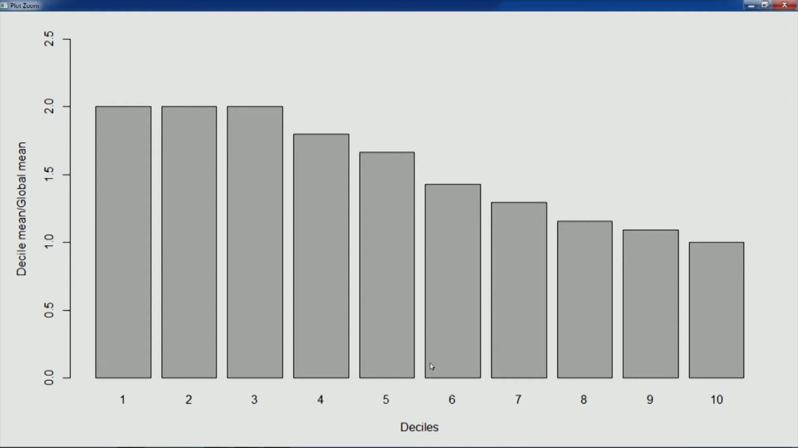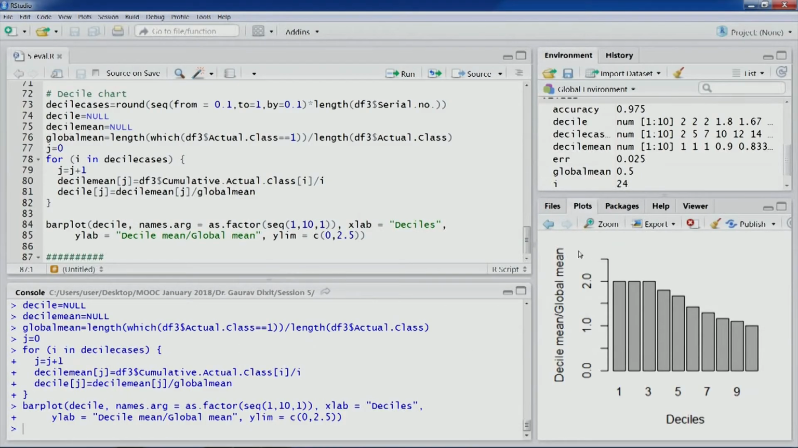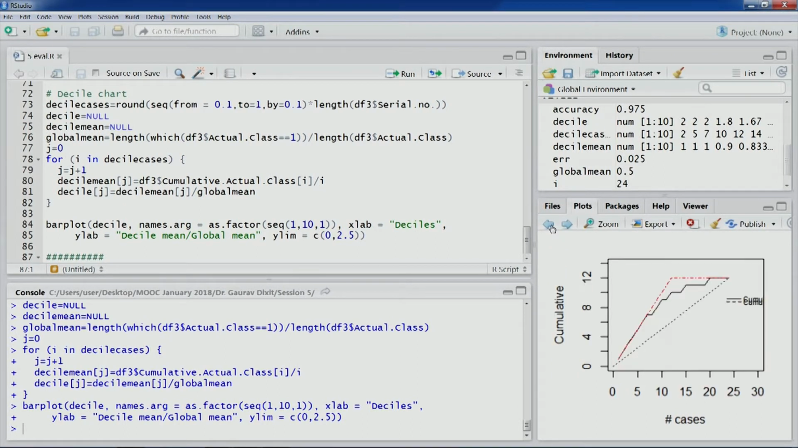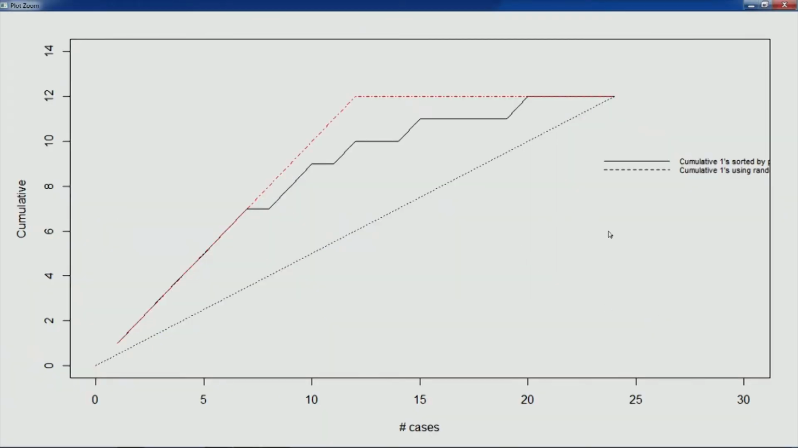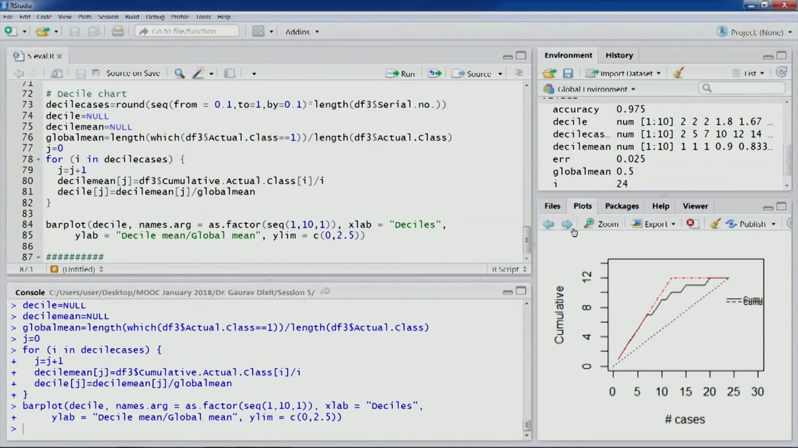The same thing was reflected in this particular gains chart that we had. If we compare from here the random case, this average case, and we see the separation, we would see as we move further from this point onwards, both these lines are closing, right. The same thing is reflected in the decile chart as well.